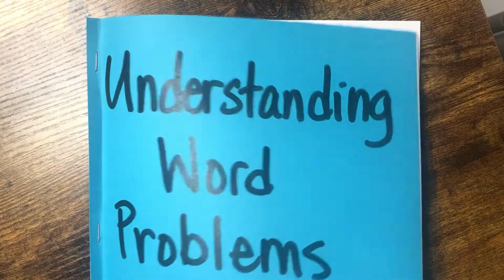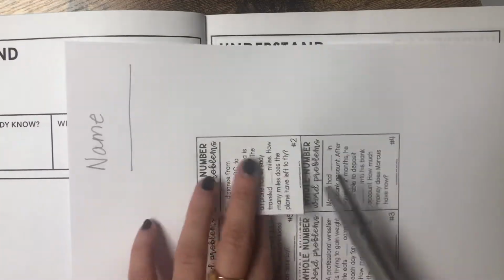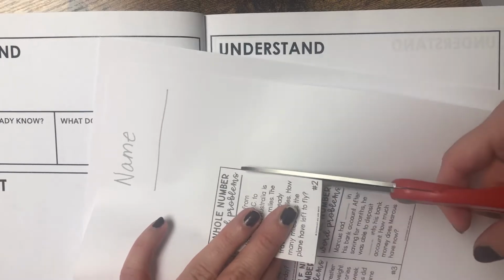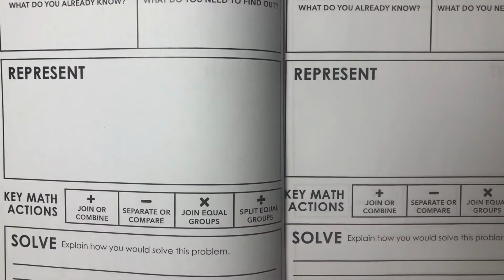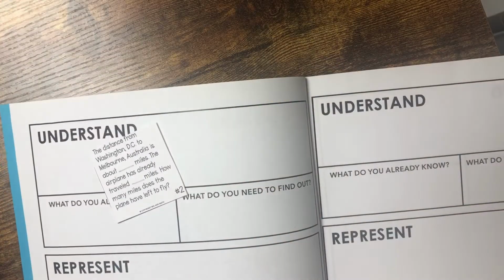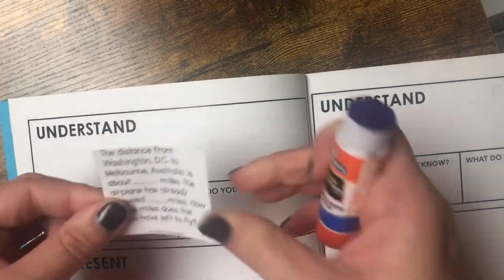All right, today we are going to complete the second page of our understanding word problems. So you should have this packet that has the numberless word problems. I want you to cut out word problem number 2. See how I just did that? And glue or tape it on page number 2. And there we go.